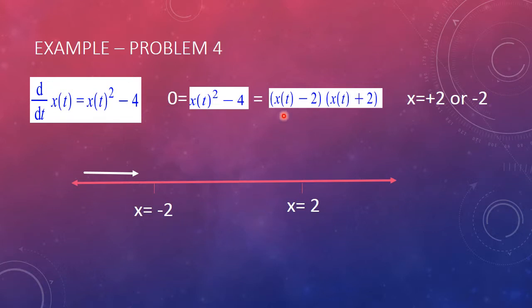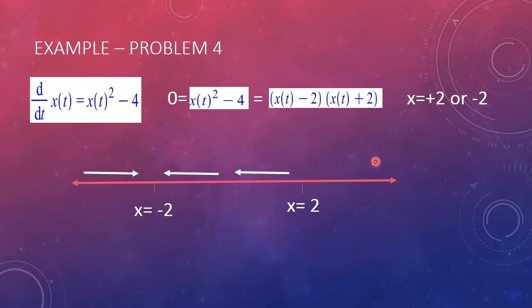Let's try 0. If I put a 0 in here, I get minus 2. I put a 0 in here, I get plus 2. I got a minus 2 by a plus 2. That gives me a negative value. So the slope is decreasing, and this whole region is decreasing. And so you can see the critical point that everything's converging to, minus 2.